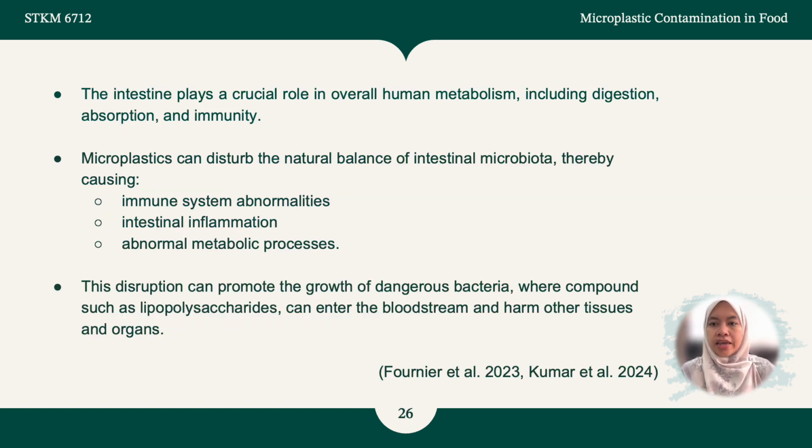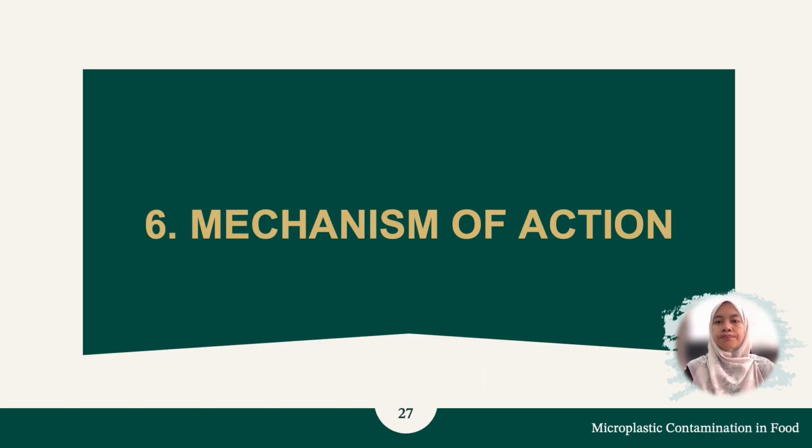The intestine plays a crucial role in overall human metabolism, including digestion, absorption, and immunity. Microplastics can disturb the natural balance of intestinal microbiota, thereby causing immune system abnormalities, intestinal inflammation, and abnormal metabolic processes. This disruption can promote the growth of dangerous bacteria, where compounds such as lipopolysaccharides can enter the bloodstream and harm other tissues and organs. Therefore, the impact of microplastics on the human intestine may have serious adverse effects on overall metabolism.